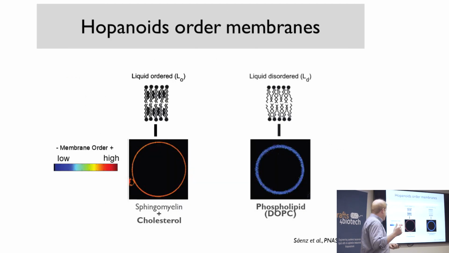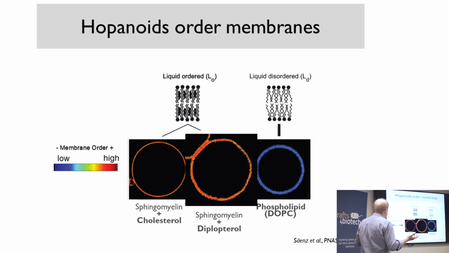Okay, so the first experiments I did were very simple. Make a GUV with sphingomyelin and cholesterol, and then here we have membrane order as determined by this Laurdan parameter. So high order is orange, low order is blue. So we have a liquid-ordered membrane on the left, and we have a phospholipid liquid-disordered membrane on the right. And then I replaced the cholesterol with a Hopanoid, diplopterol, and we get a liquid-ordered membrane.